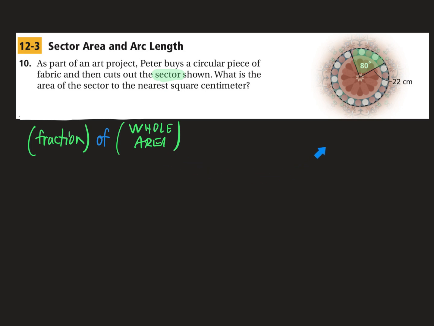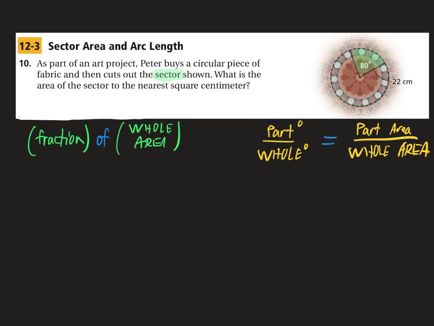One way was by saying that the area of this sector is a certain fraction of the whole circle's area. And the other way was setting up a proportion, where the proportion on both sides of the equation is part over whole. Part degrees over the whole 360 degrees, and in this case, part area, the green part, divided by the whole area, which is the circle. All right, first, let's do it with the fractional strategy.